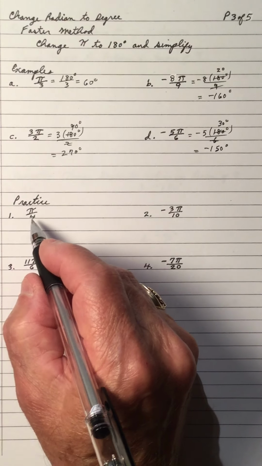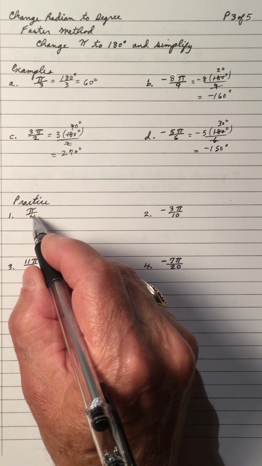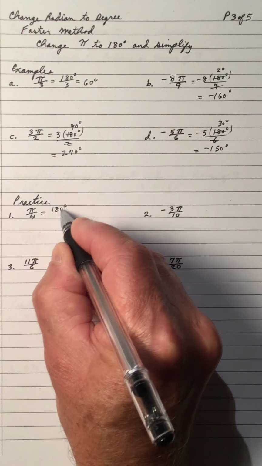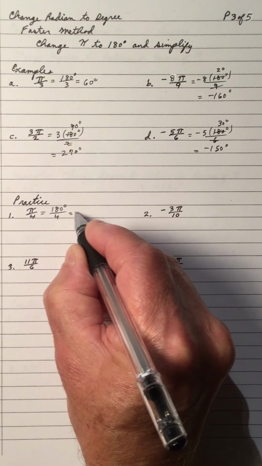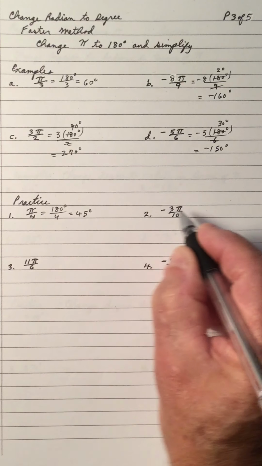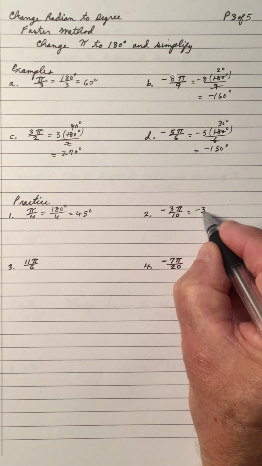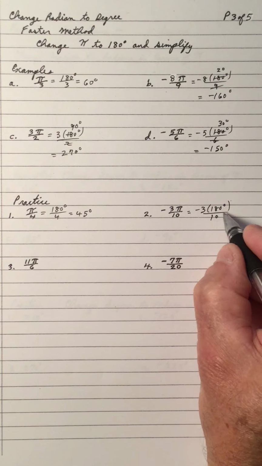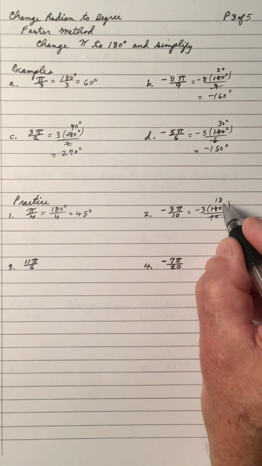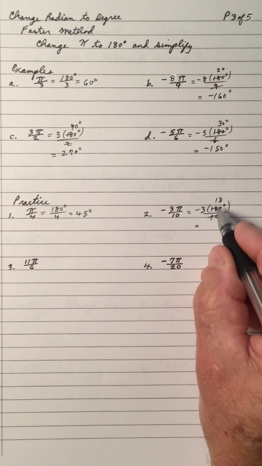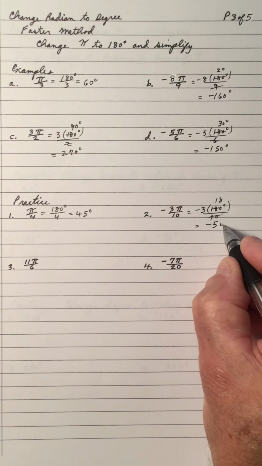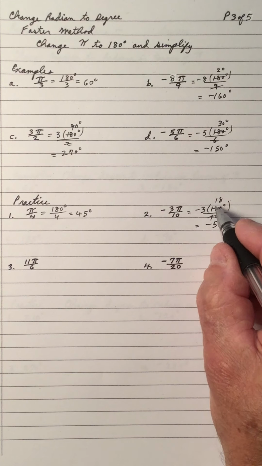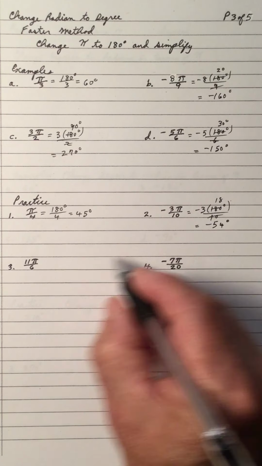And we're going to practice with these. So practice, pause the video, and pi is 180 divided by 4 is 45 degrees. Pi is equivalent to 180 degrees divided by 10. 10 into 180 goes 18. And negative 3 times 18 is negative 54.